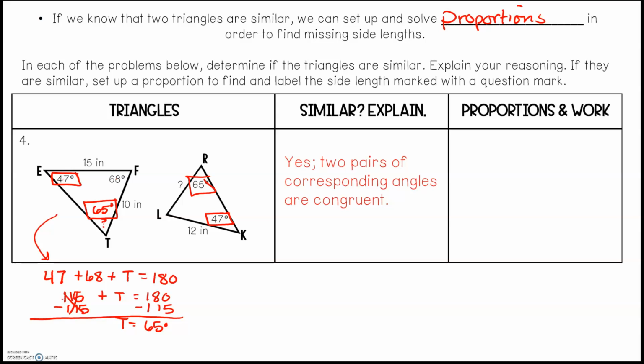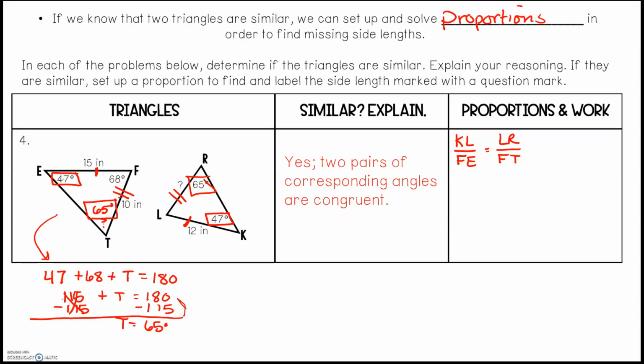So here, side KL corresponds with side FE, and side LR corresponds with FT. Those are similar parts. FE goes with KL, and LR goes with FT. So the one-lined sides go together and the two-lined sides go together. Same parts of the different figures.